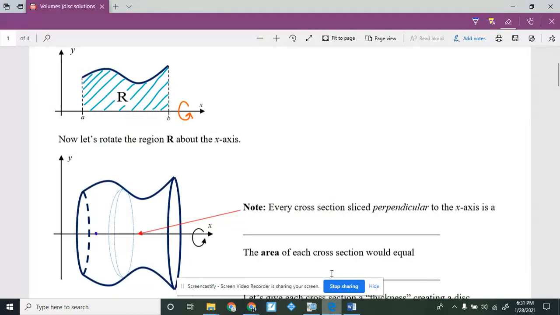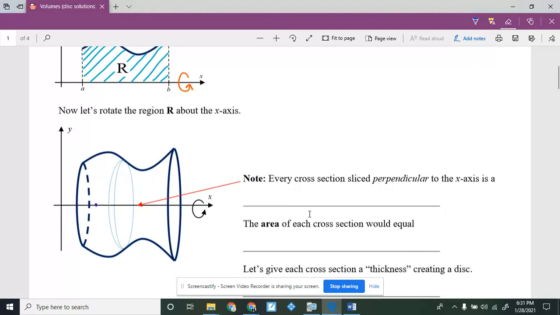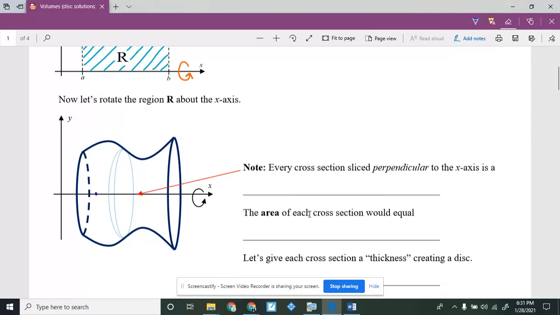So let's go to our notes here, where it says every cross section sliced perpendicular to the x-axis, and more importantly, the axis of revolution, is going to be a circle. I kind of drew in a three-dimensional disc here, but we're just talking about the circle right now, just the face of this. So what would the area of the face be? Well, if it's a circle, then it's just going to be pi radius squared.